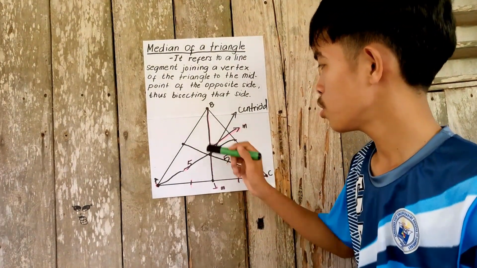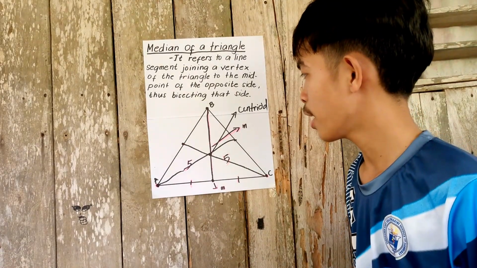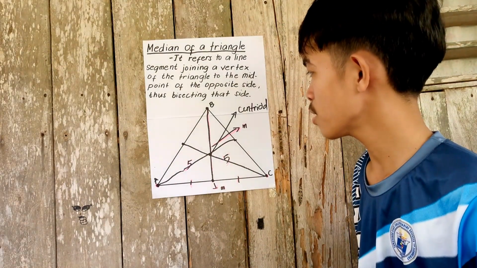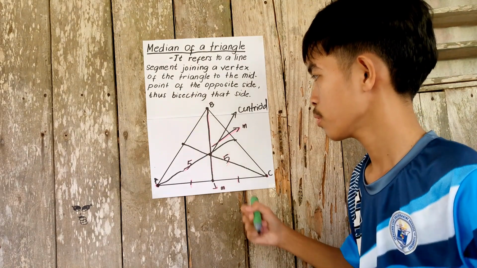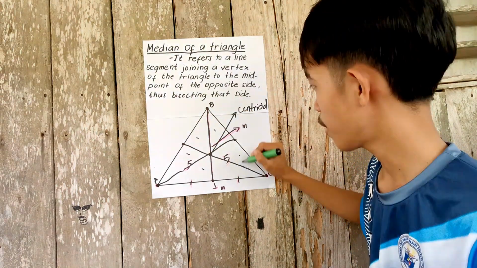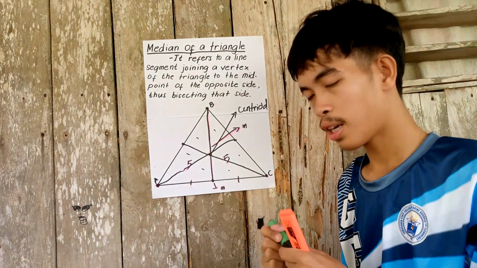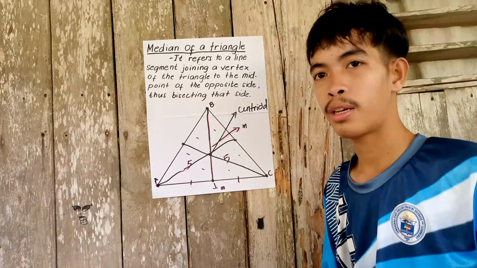The three medians of the triangle divide the triangle into six smaller triangles having the same area. 1, 2, 3, 4, 5, 6. That's all for the definition of the median of the triangle.